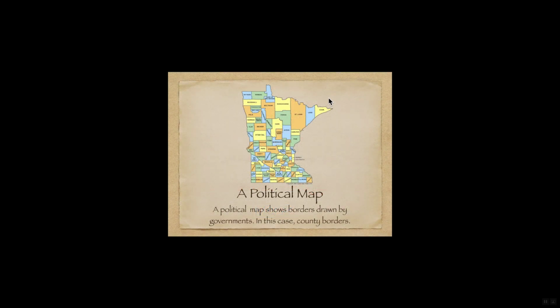First map we're looking at is a political map. Now, a political map shows man-made boundaries. Now, it might show other things too, but it shows man-made boundaries. And in this map of Minnesota, you can see that the county boundaries are showing. And they just show different colors just so that they look a little bit different. It's a very simple map, but it shows borders drawn on the land by man.